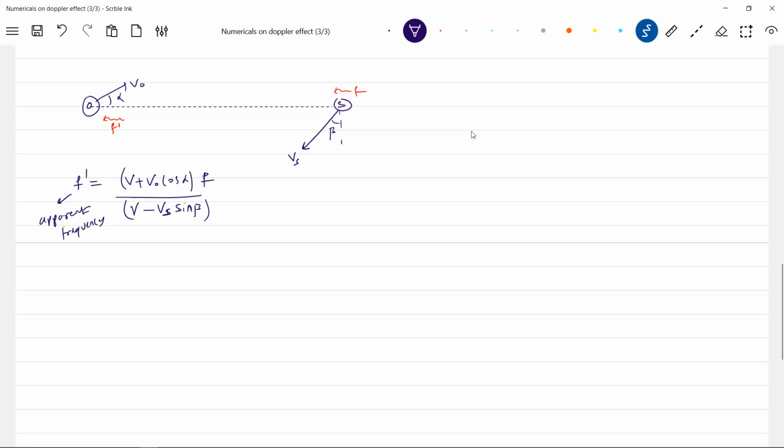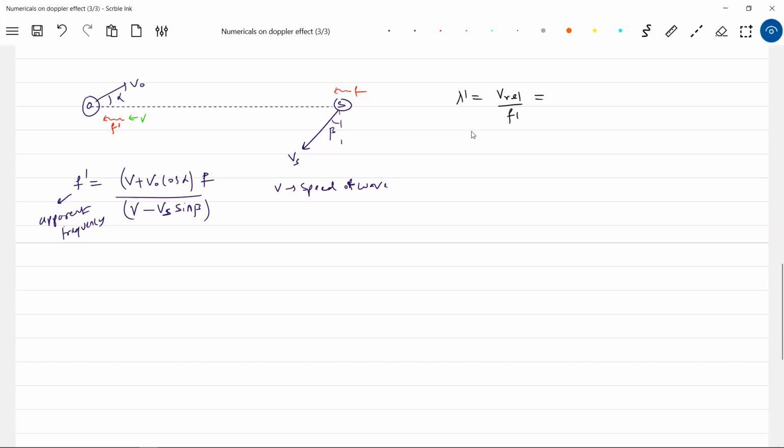Now, what about the apparent wavelength? With what speed does the wave travel? So what is v? Speed of the wave. In what direction will the waves approach? Like this, in this direction. So this will be the apparent wavelength. Lambda dash should be equal to v relative by f dash.